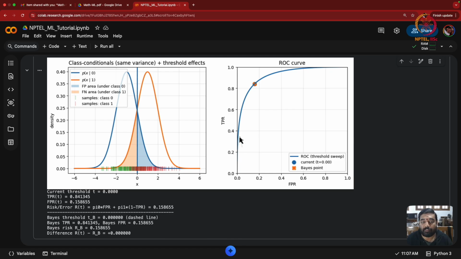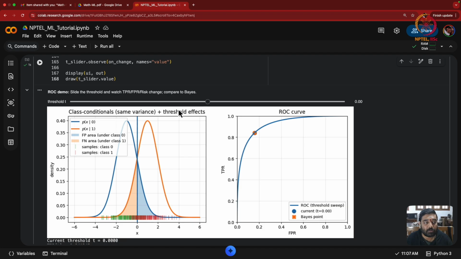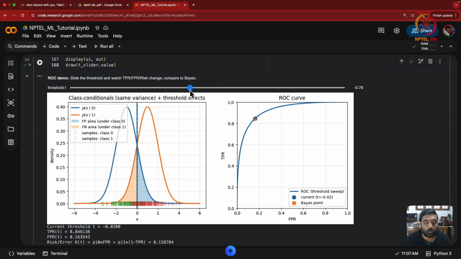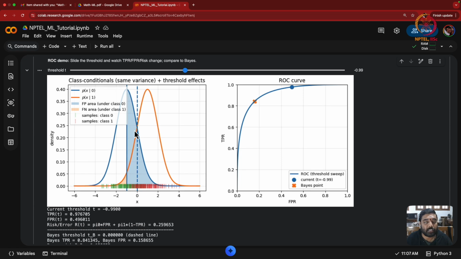Now as I vary my threshold, you can see the true positive rate and the false positive rate. That is E1 and 1 minus E0. This is 1 minus E0, this is E1. When I vary this, your risk varies. Whichever is the best risk that you want, you can choose it. So now I have put a small tool to look at it. Now you can see that I have varied this.